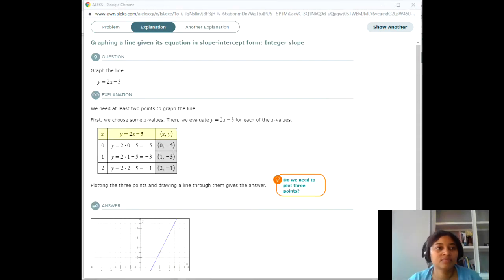Graphing a line given its equation in slope-intercept form, integer slope. Now in this type of problem, when you're working with the slope, you do have to plot all 3 points. But it's very similar to the last problem. Here, I always like to go ahead and plot all 3 points for this one. However, it is not absolutely necessary, but it's the same exact thing.